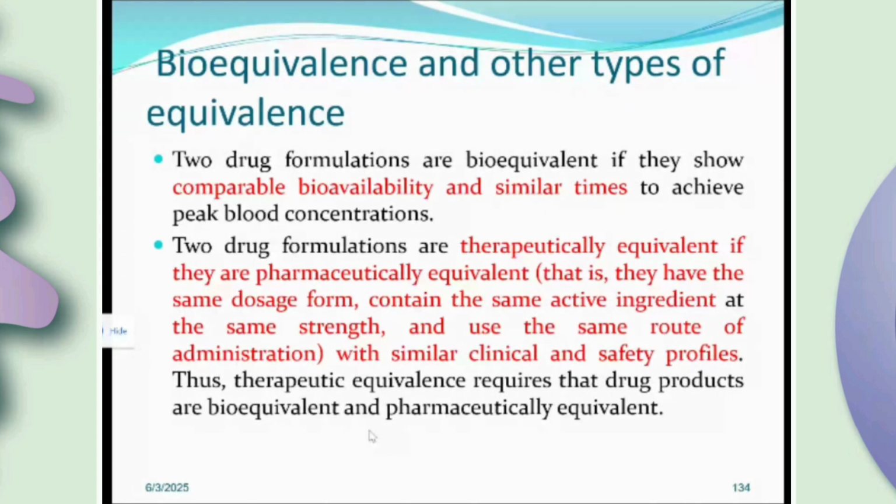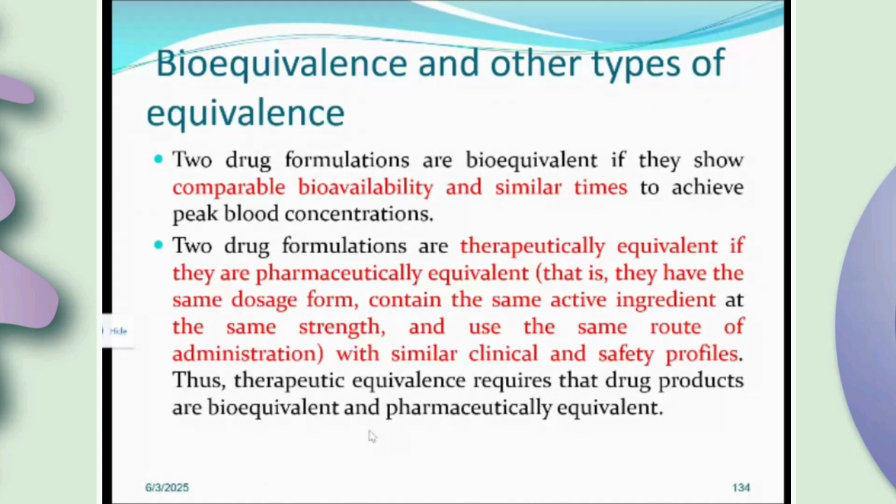Bioequivalence and other types of equivalence. Two drug formulations are bioequivalent if they show comparable bioavailability and similar times to achieve peak blood concentrations. Two drug formulations are therapeutically equivalent if they are pharmaceutically equivalent. That is, they have the same dosage form, contain the same active ingredient at the same strength, and use the same route of administration, with similar clinical and safety profiles. Thus, therapeutic equivalence requires that drug products are bioequivalent and pharmaceutically equivalent.